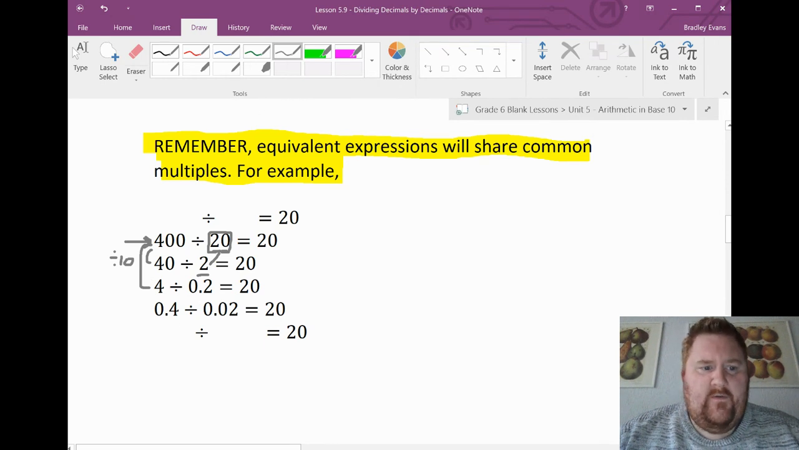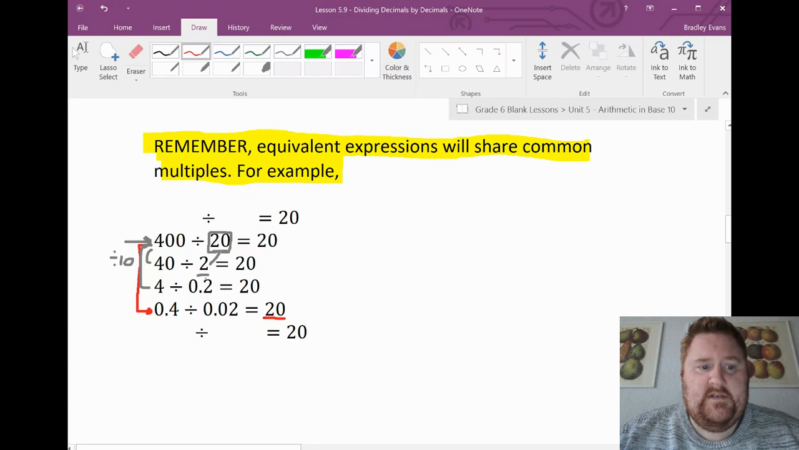And the same goes for the final example here. 400 divided by 1000 is 0.4. Therefore, I would need to divide my 20 by the same multiple, by the same 1000. Okay, and it's going to give me 0.02. That will also result in a quotient of 20.